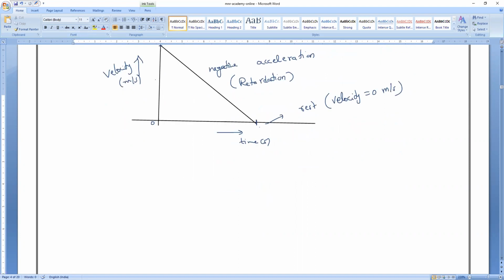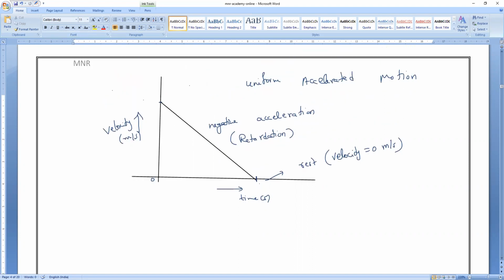Now, in retardation also, the body will travel some displacement. Yes or no? Everybody, will you accept it? Retardation also, it will travel some displacement. Yes or no, guys? Now I want to find the displacement done by this body. So what do I have to do? The displacement done by the body is the area under this graph. So what is the shape of this graph? Triangle. Right angle triangle.